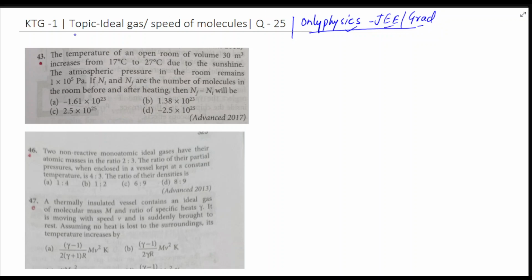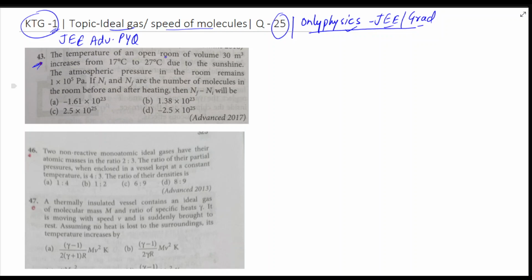Today we'll be discussing JEE Advanced PYQs from the chapter KTG. This will be the first video from this chapter, Kinetic Theory of Gases, and the topics we'll be discussing are ideal gas and speed of molecules, RMS, average speed, etc. There will be 25 questions in this video. So let's start with our first question.